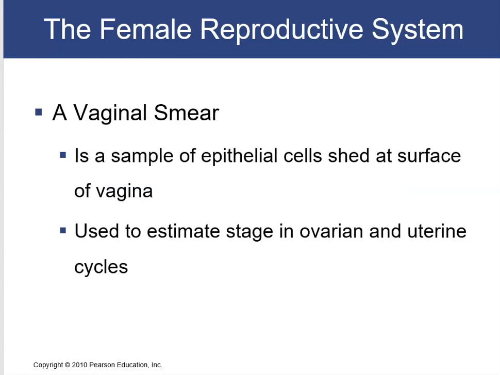Women will often have a vaginal smear done. This is where they take a sample of the epithelial cells that are shed at the surface of the vagina. These can be used to estimate the stage in the ovarian and uterine cycles. Again, especially if there are problems, say, with fertility or problems with your cycle, they can monitor: are you progressing through your cycle the way you should be?